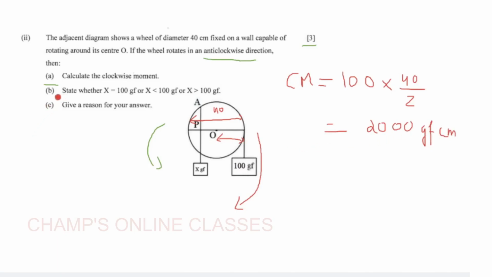Now the next question, B, is to state whether X is 100 gram, less than 100 or more than 100. Here we can see that X is closer to O as compared to this 100 gram force. The 100 was at the distance R, the radius, but this is somewhere less than R.